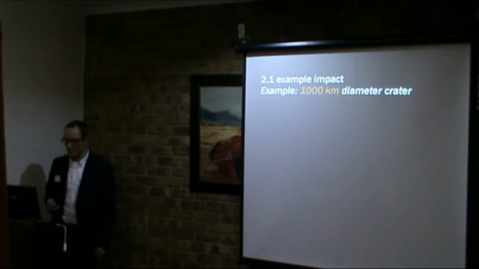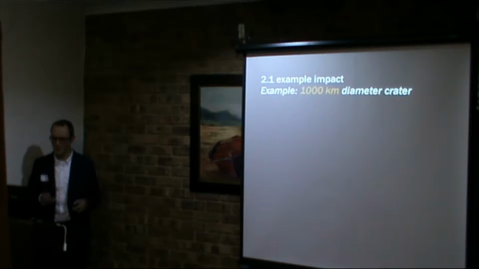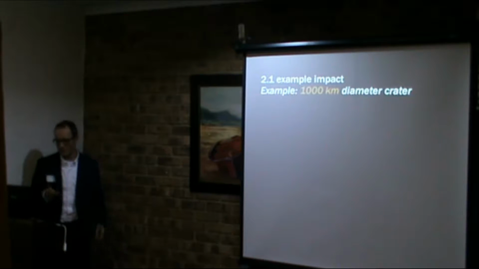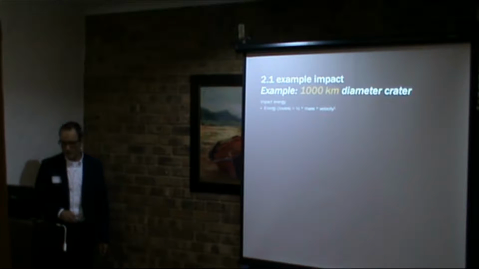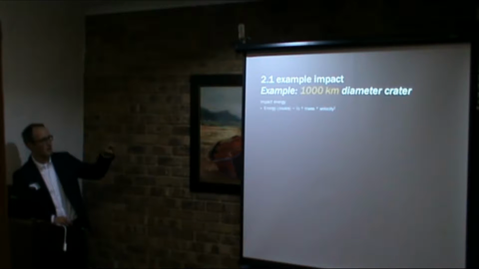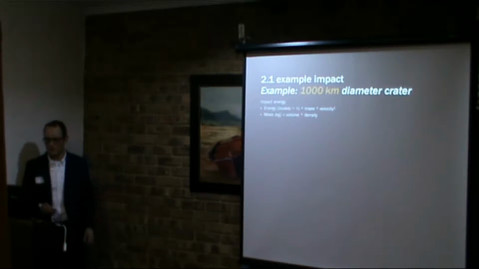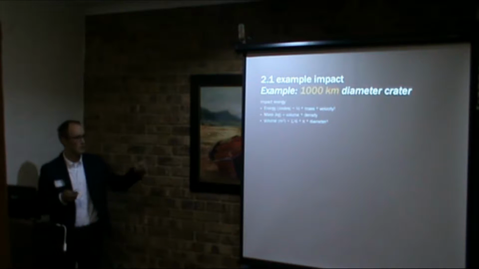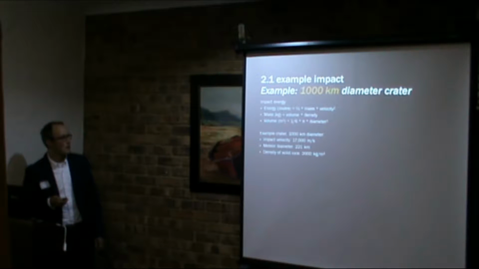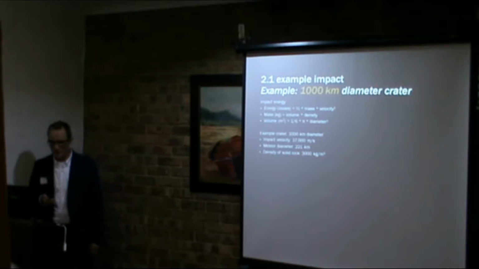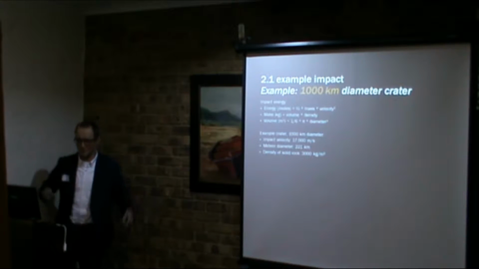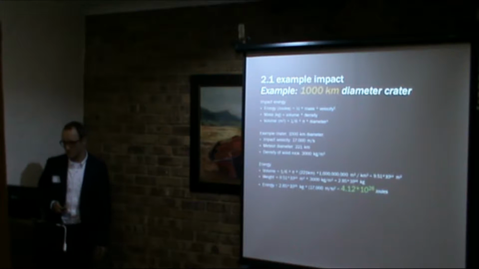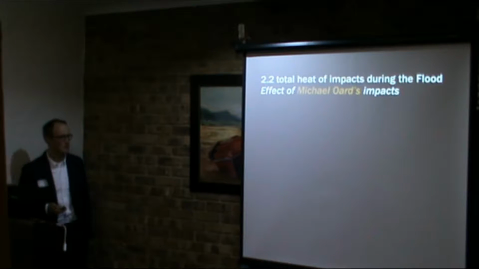Now let's take a look at a larger crater. 1,000 kilometer diameter sounds crazy, but we actually find craters of this size on the Moon, and also on Mars. How do you calculate that? Well, the energy involved is a half times the mass times the velocity squared. And the mass is the volume times the density of the impactor. So you can actually calculate how much energy goes in there. What you need for such a crater is a meteor diameter of 221 kilometers. Quite large. Then the amount of energy involved is 4.12 times 10 to the 26th power joules. It's unimaginable.